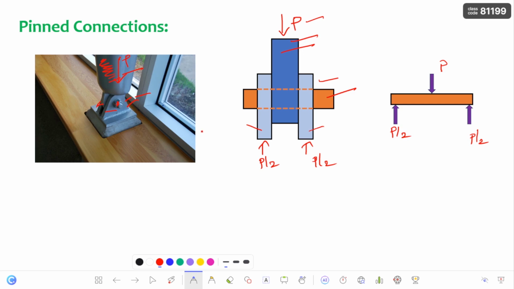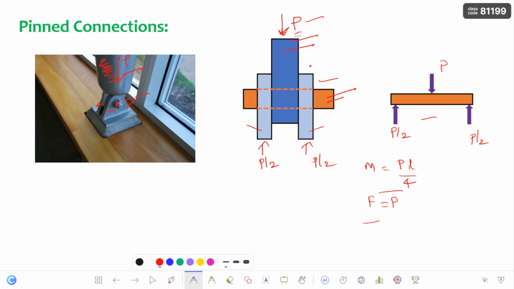Now you all know about the simply supported beam. What is the maximum bending moment? That is nothing but P into L by 4. Next, here the load P is acting exactly onto the pin, so the shear force which is acting on the pin is P only.